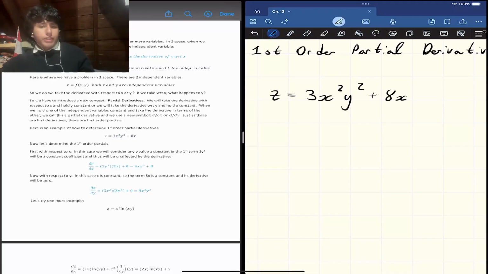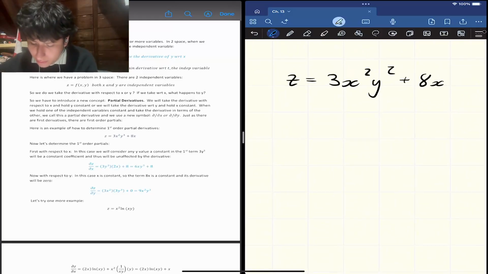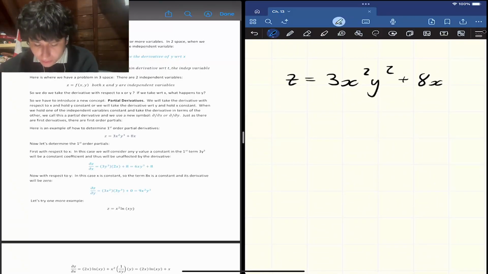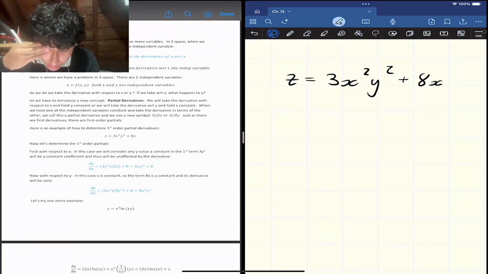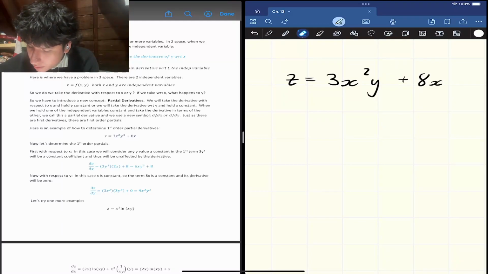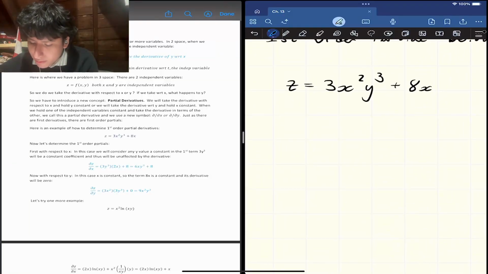Z is equal to 3x squared y cubed plus 8x. How do we find the first order partial for this? So first you do it with respect to x. In this case, we'll consider any y value a constant in the first term, 3y cubed. What's 3y cubed? 3y cubed will be a constant coefficient and thus will be unaffected by the derivative.